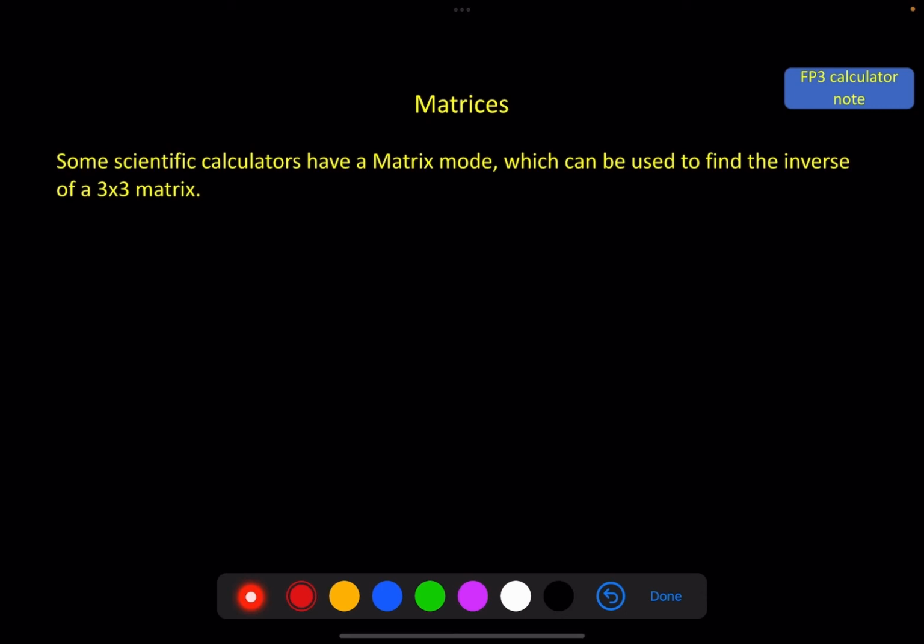Final note is that some scientific calculators, along with a vector mode, have a matrix mode. And in matrix mode, you can actually get the inverse of a 3 by 3 matrix directly off of your calculator. If you know how to do this, and you're confident on how to do this, it can be a quick and easy way of checking a very long process in your exam. As usual, you can't just do that in the exam because you need to show your process, but in terms of checking your answer, and being confident that it's right. If you've got a calculator that will do this, it's worth learning how to do it.